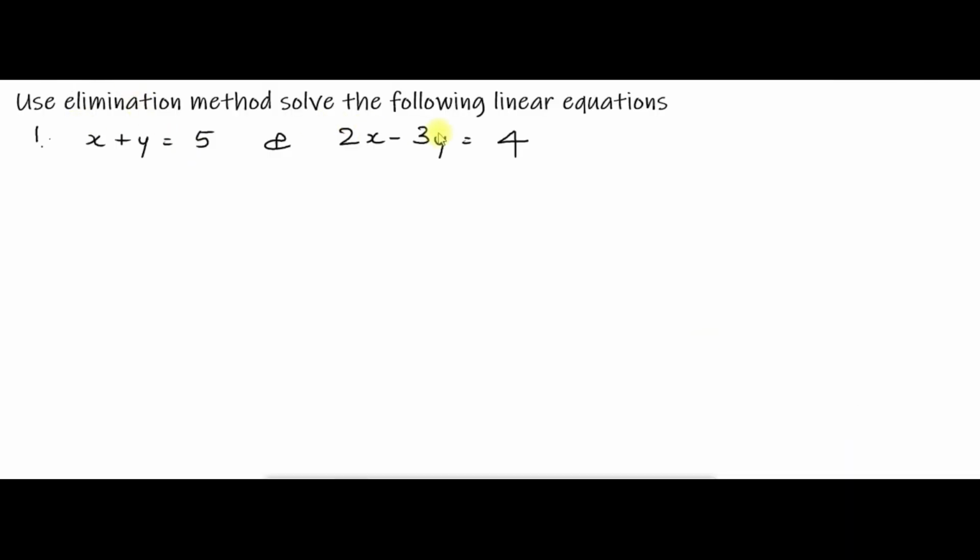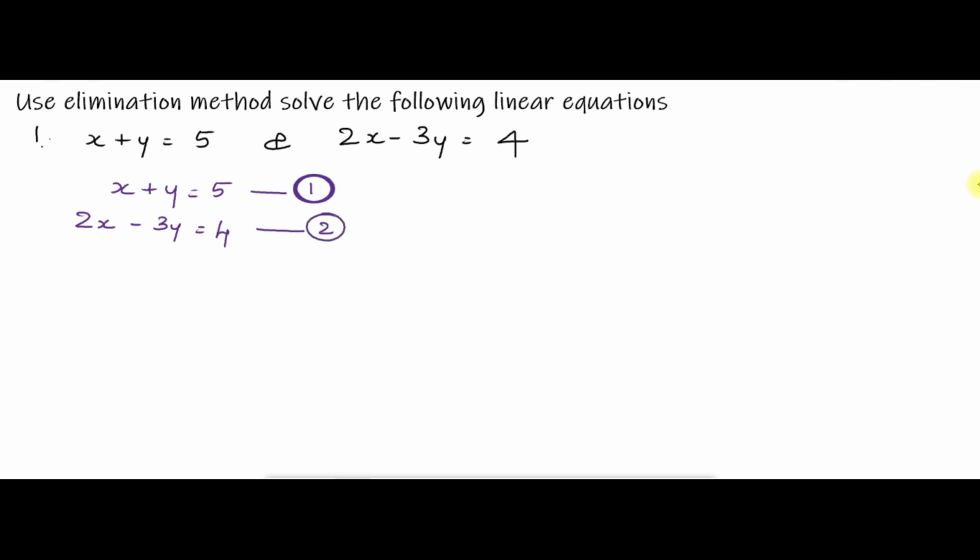First question. Use elimination method. Solve the following linear equations: x plus y equal to 5 and 2x minus 3y equal to 4. Here your first equation is x plus y equal to 5. Name it as equation number 1. 2x minus 3y equal to 4. Name it as equation number 2.